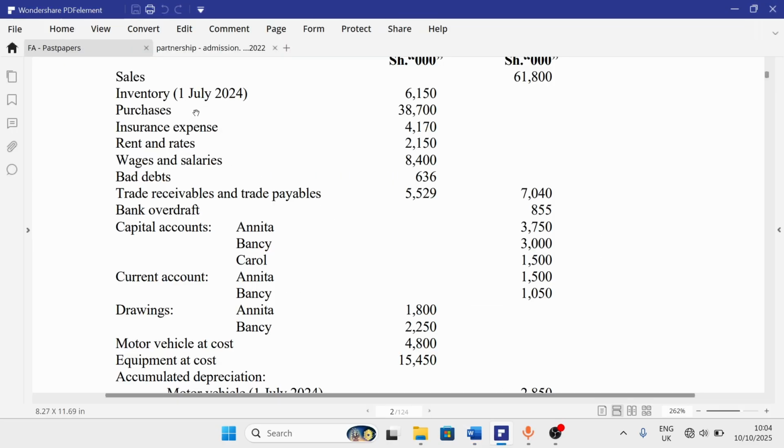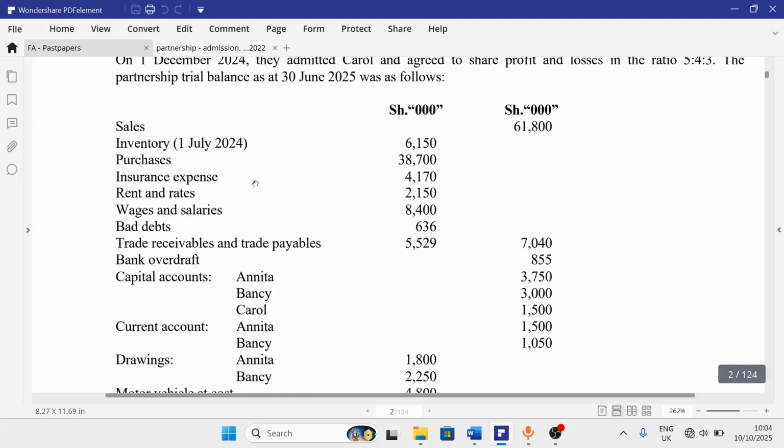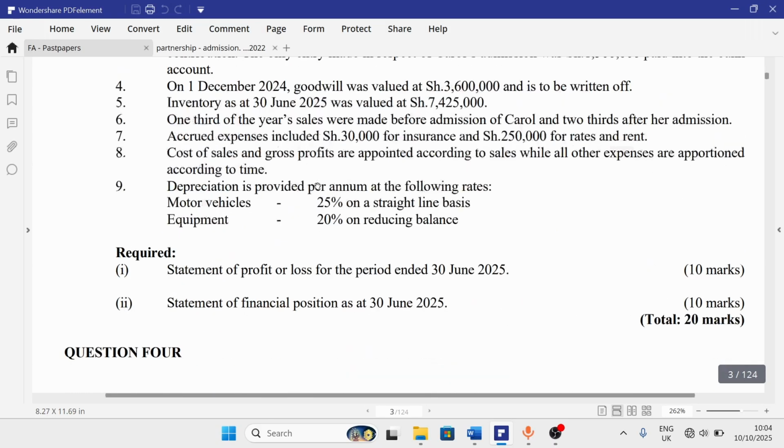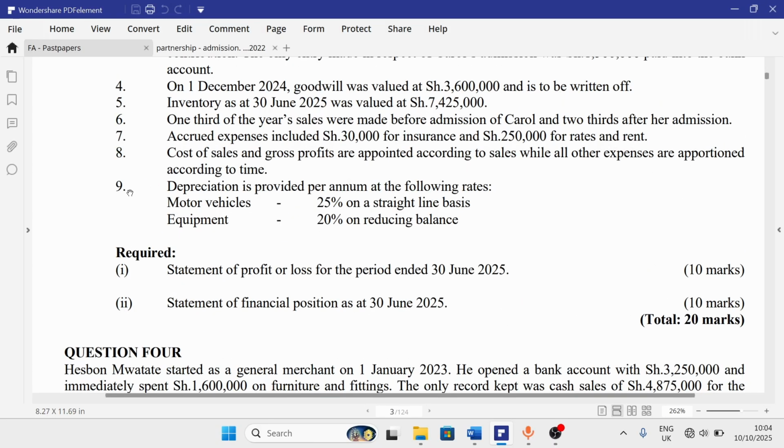So according to the trial balance, we have exhausted all the expenses in the trial balance. So now we go to depreciation. In number 9, we are given the rates for depreciation. You are told that depreciation is provided per annum at the following rates. Motor vehicles, 25% on a straight line basis. Equipment, 20% on reducing balance.